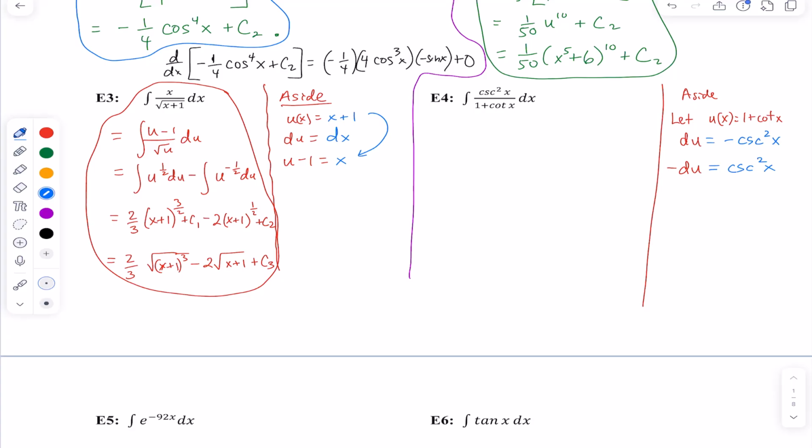Notice we are ready to make our U substitution. And this is not terribly difficult to integrate. You've got to know all the antiderivatives that you've learned in the past.